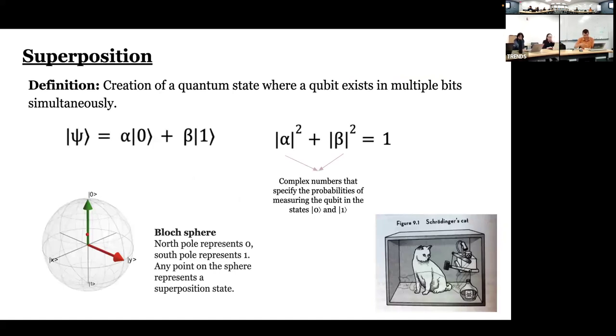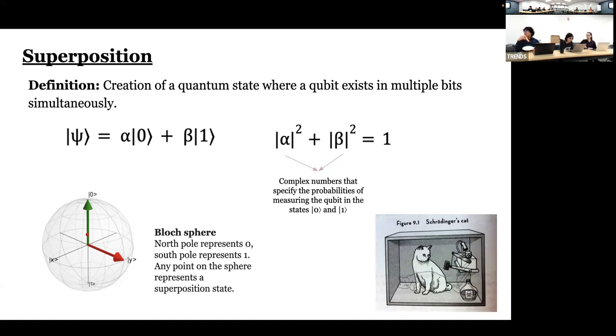Then we have the concept of superposition. The definition of it is the creation of a quantum state where a qubit exists in multiple states simultaneously, or is a linear combination of multiple states. Here, this symbol is the quantum state. And alpha and beta are complex numbers that specify the probability of measuring the qubit in the states 0 and 1. And alpha squared plus beta squared is always going to equal 1.